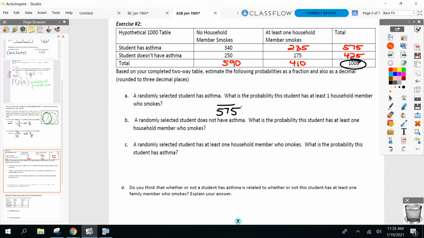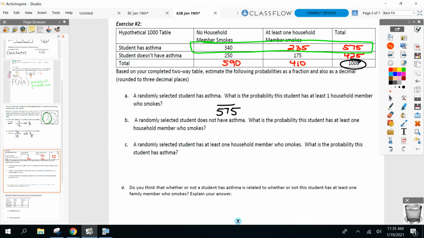So out of that 575, what's the probability that student has at least one member who smokes? So again, student has asthma. This is the only place in the table I'm looking at right now.